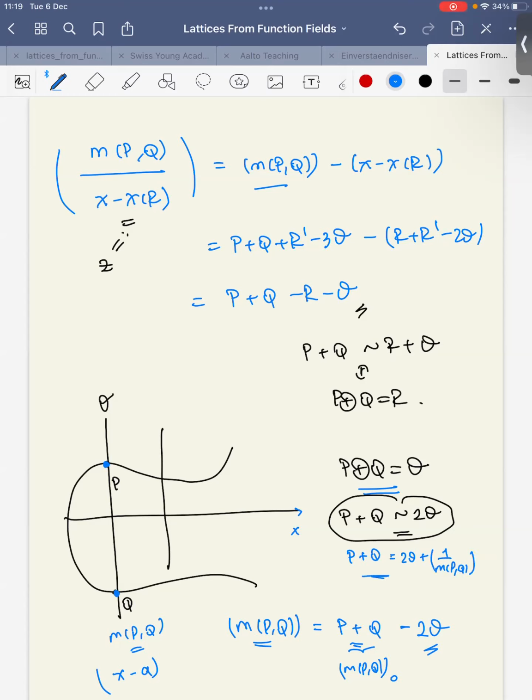Or the other way around, please check it. So this is the second scenario.